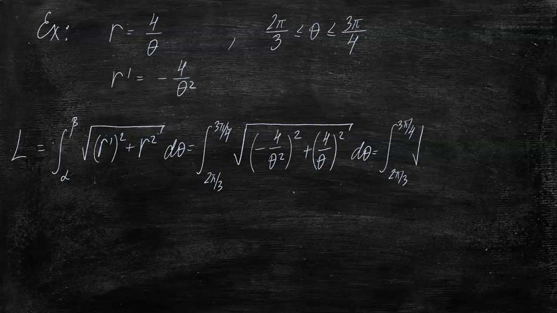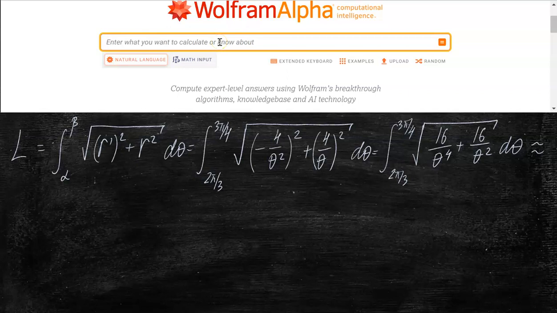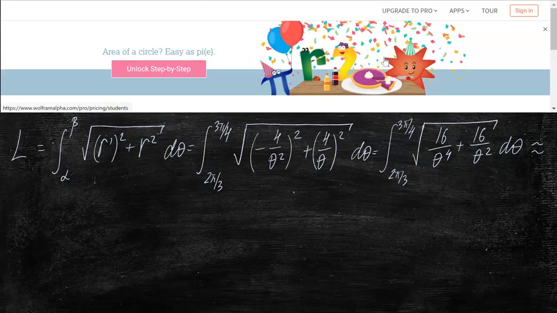And here we have what? 16 over theta to the 4 plus 16 over theta squared. And I don't think this is the type of integral I want to do by hand, so let's see what Wolfram Alpha has to say about this one. I'm going to type this in here. So we have an integral from 2 pi over 3 to 3 pi over 4, and we have this integral, so I'm going to put it in parentheses, and we put d theta, but instead of theta I'll just use the letter x. So the integral will have a square root, and inside of the square root we have 16 over x to the power 4 plus 16 over x to the power 2.